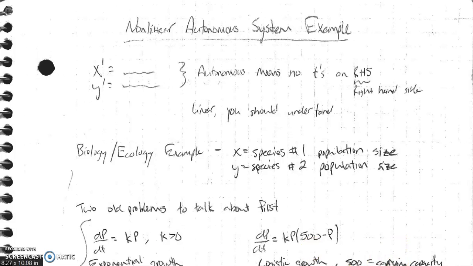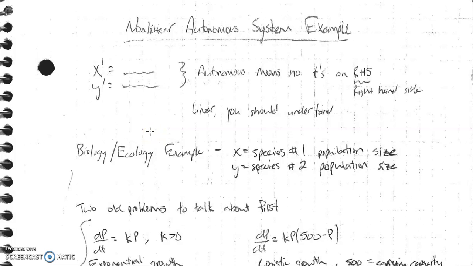Okay, so we first off want to talk about what an autonomous system is. Oh, I did this on graph paper in a notebook, so it is what it is. I apologize if it's a little bit hard to read, but you should be able to see what's going on as I walk through everything. Anyway, autonomous means there's no t's on the right hand side, and linear.